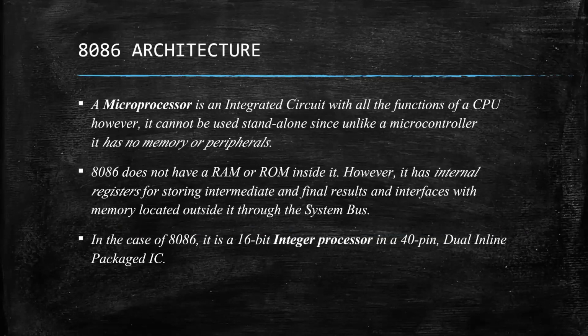In this 8086 architecture, we have a microprocessor which has all the functionalities of a CPU. 8086 doesn't have any RAM or ROM, random access memory or read-only memory, inside it. By replacing that, we just have registers. By the registers, we can store the intermediate and the final results, and interfaces are also located in this microprocessor. The 8086 is a 16-bit processor with 40 pins. All these 40 pins are connected to an electrical device.